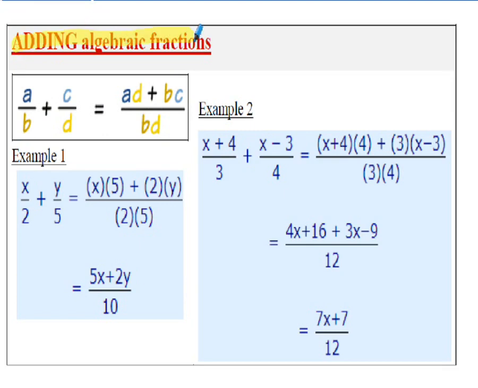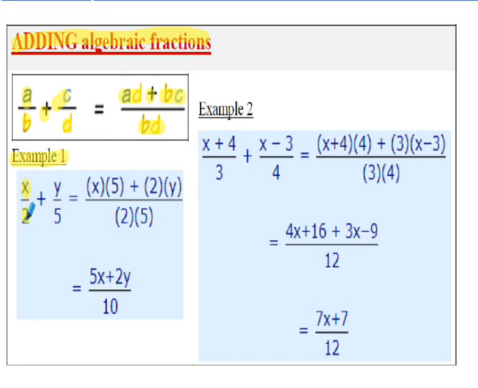So adding algebraic fractions. If we're given the fraction a upon b added to c upon d, that will actually be evaluated as a multiplied by d plus b multiplied by c in the numerator, divided by b multiplied by d in the denominator. Let's look at that in example 1.